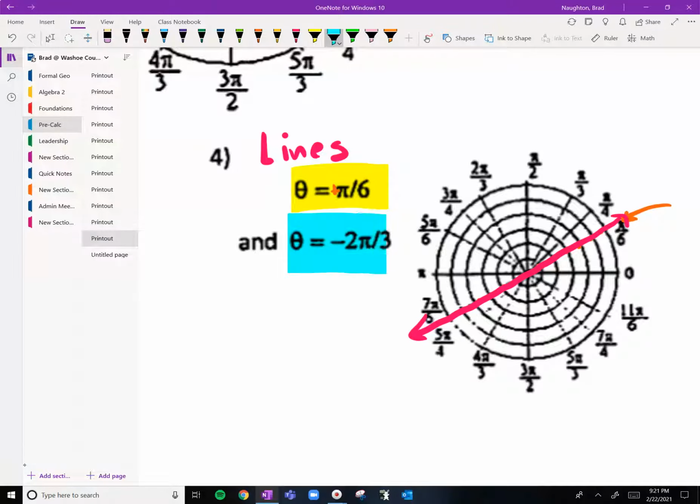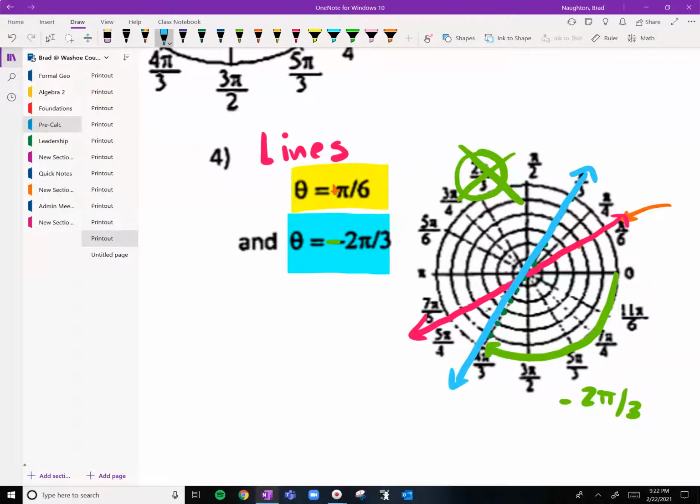Now the next one here, notice it's a negative. So I agree, 2 pi over 3 is chilling right here. But since that's a negative, we're not going to use this one. We're going to go in the negative direction, which means you're going to cruise all the way over here. Oh, I passed it. All the way over here to pi over 4. So this is going to be negative 2 pi over 3. So again, regardless of what that radian measure is, it's always going to be negative 2 pi over 3. So if we connect the dots there, it's going to look like this line right here. Cool? So those are our two lines.